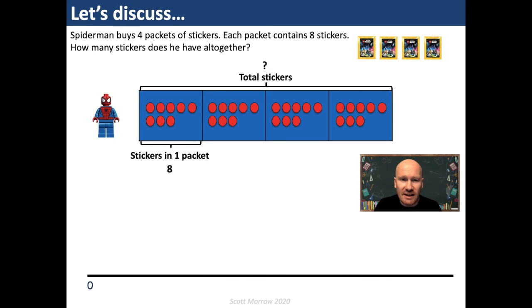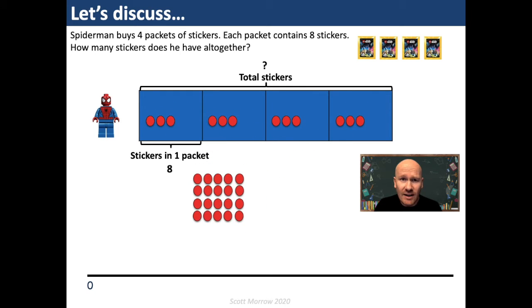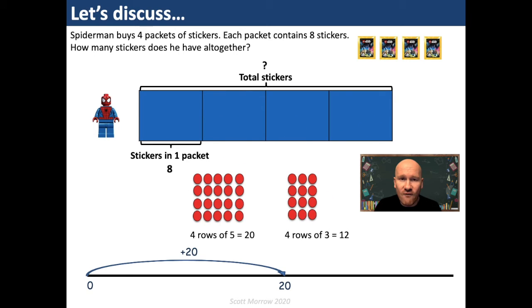Let's try that a slightly different way. This time I'm going to use other multiplication facts to help me. Now, rather than trying to work out 4 lots of 8 in one go, what I might have done is taken 4 lots of 5. I know 4 lots of 5, or 4 rows of 5, is 20, so I can count on 20 straight away. Then I've got 4 lots of 3, or 4 rows of 3. And 4 rows of 3 makes 12, so I'm then counting on a further 12. When I count on 12 from 20, I get to 32, so once again I get the answer of 32 stickers altogether.